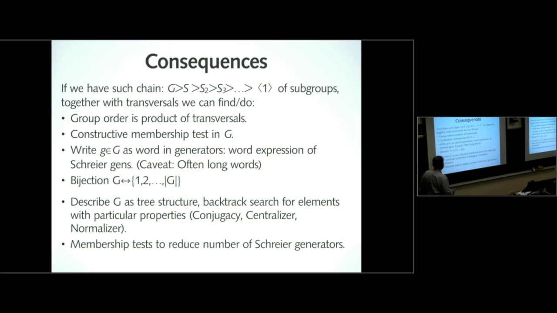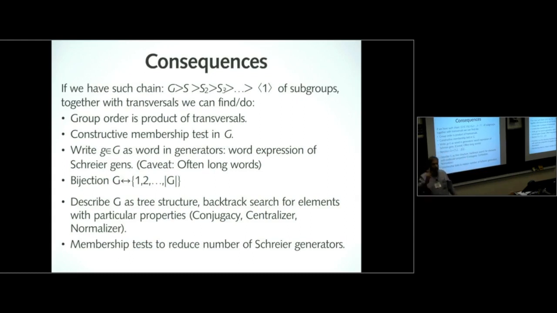Next, I can test membership in the group. How do I do this? If I have some element x where I want to check is it in the group, I look at the orbit on the top layer and I look what this element does with my first base point. If it maps the base point somewhere which actually isn't in the orbit I have, well then I know the element can't lie in there. Because the orbit is the orbit, it's the set of all images.